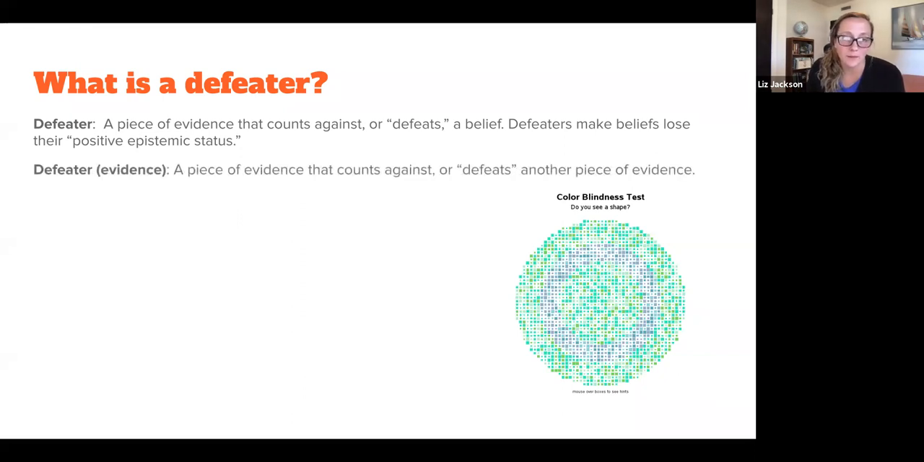And on that note, you can actually think about defeaters not in terms of belief, but in terms of evidence more generally too. So you can think about defeaters as just one piece of evidence counting against or defeating another piece of evidence. But I think in the literature, it's more common to think about a piece of evidence counting against or defeating something that someone believes. Okay, so let's talk about a couple examples. We're going to mostly be focusing on the belief case, but you can also just talk about relationships between pieces of evidence themselves in terms of defeaters too.